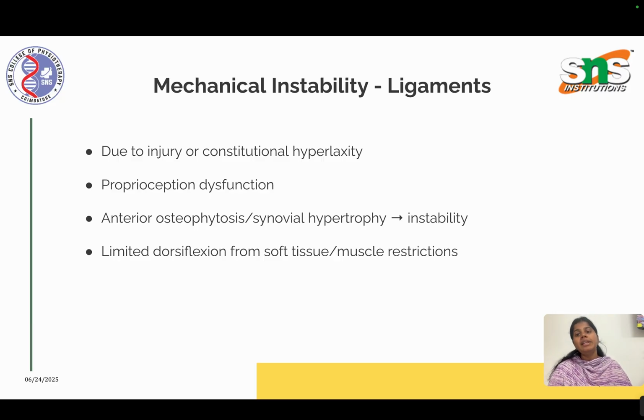constitutional hyperlaxity, and proprioception dysfunction might also happen here. Muscles may have serious nerve issues, and their walking pattern also changes. Posture problems, like hindfoot varus, can lead to long-term imbalance as well.